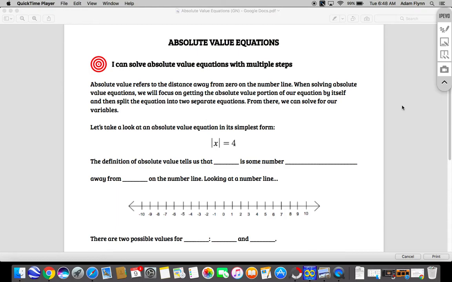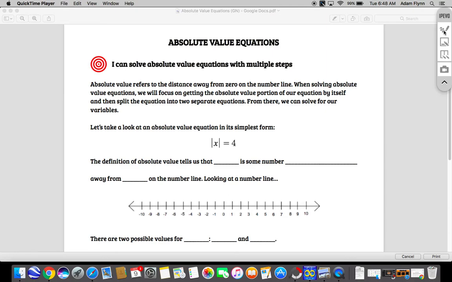Absolute value refers to the distance away from zero on the number line. When solving absolute value equations, we will focus on getting the absolute value portion of our equation by itself, and then split the equation into two separate equations. From there, we can solve for our variables. So let's take a look at an absolute value equation in its simplest form.